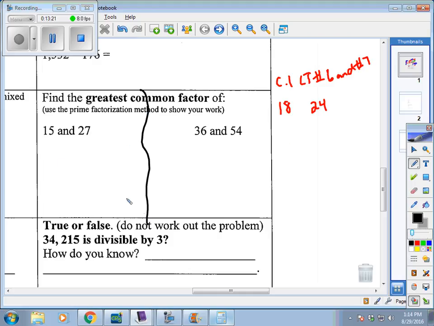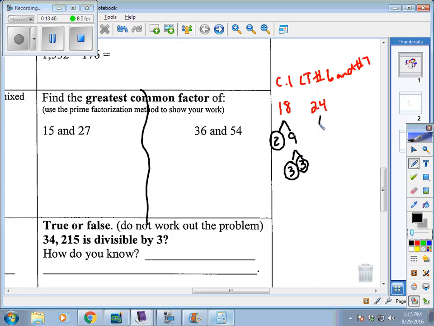This is 2 different questions. You're finding the GCF of this. You're finding the GCF of this. I'm going to do one as an example. First thing you have to do is your factor trees. So I'm going to break 18 into 2, and I know that's prime, and 9, which then would break down to 3 and 3.